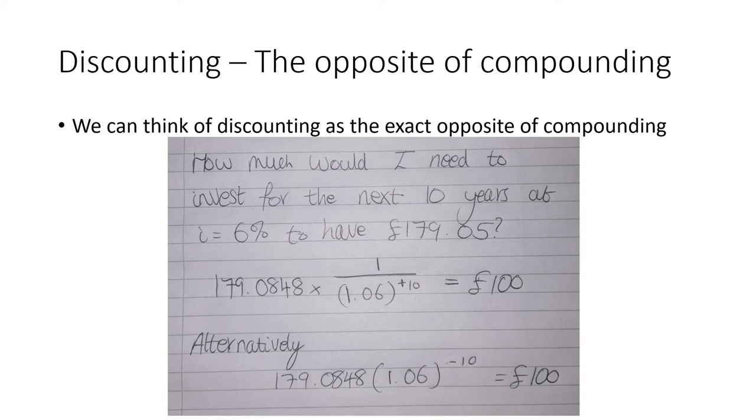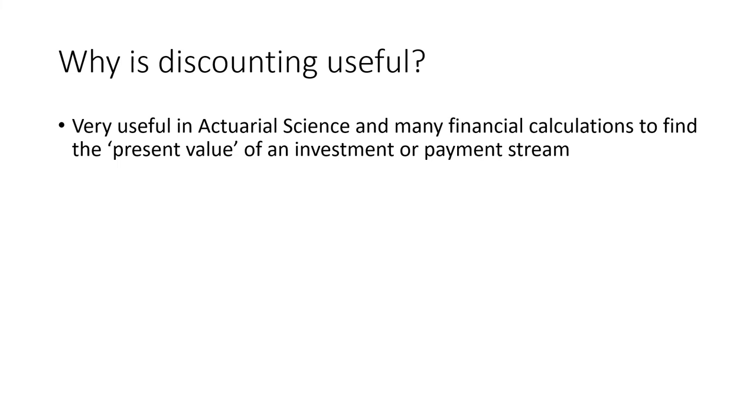The reason why it's useful is because if you look at what I've written down there, how much would I need to invest? So it's very useful for finding amounts we would need to reach a certain financial goal, for example. It also links to present value, and there's another video on my channel about present value, which talks about discounting in it. So this is really the fundamental maths behind the idea of discounting. And why is it useful? It's very useful in actuarial science to find the present value of an investment or a payment stream.